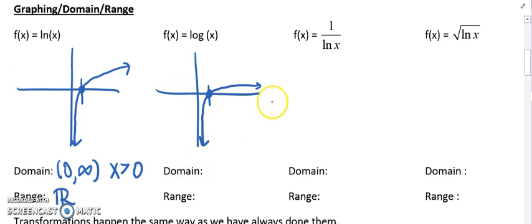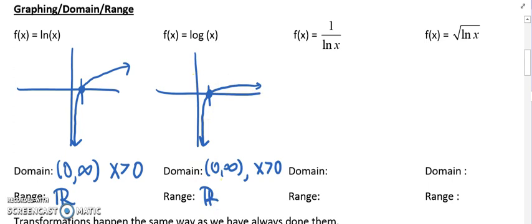So the domain is what x can be here again. Same thing, right? You can either say it's 0 to infinity, or you can say x is greater than 0, however way you want to say it. For the range, it is going down forever and is going up slowly forever. So the range would still be all reals.